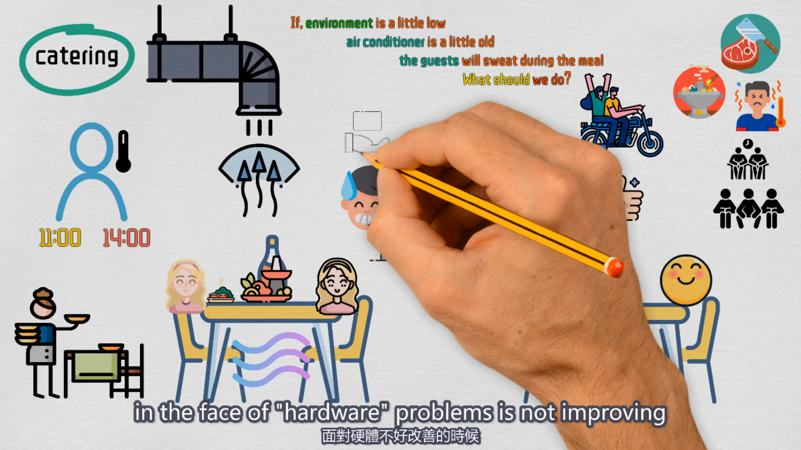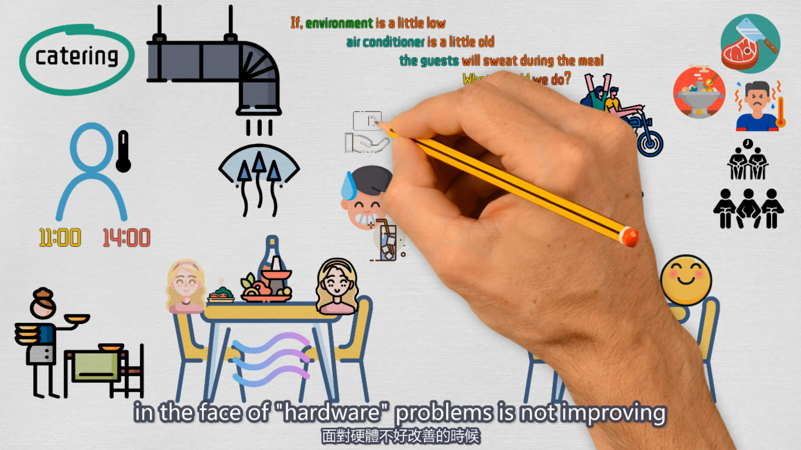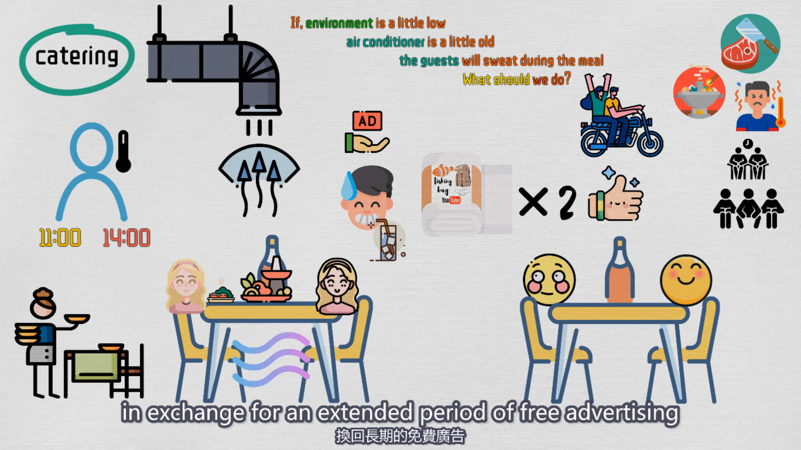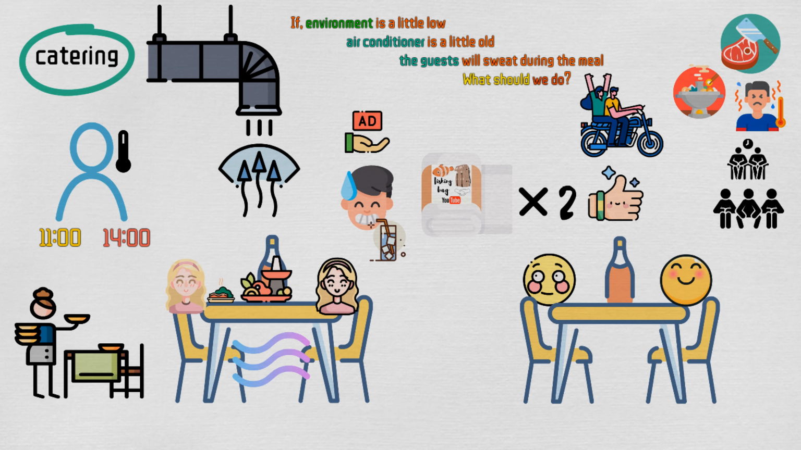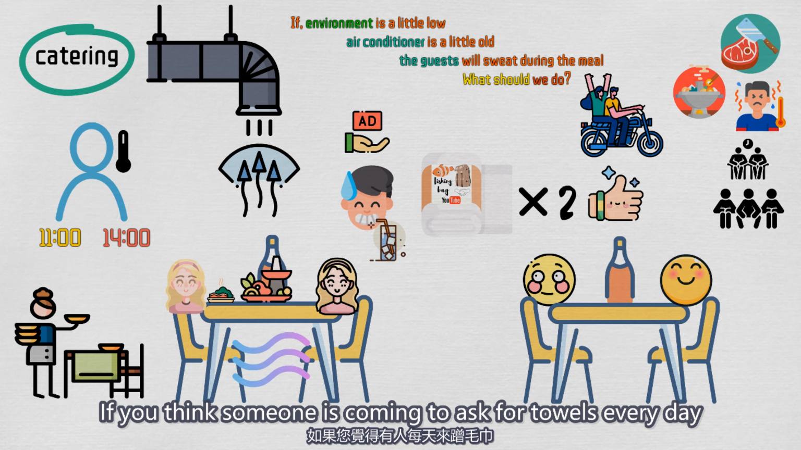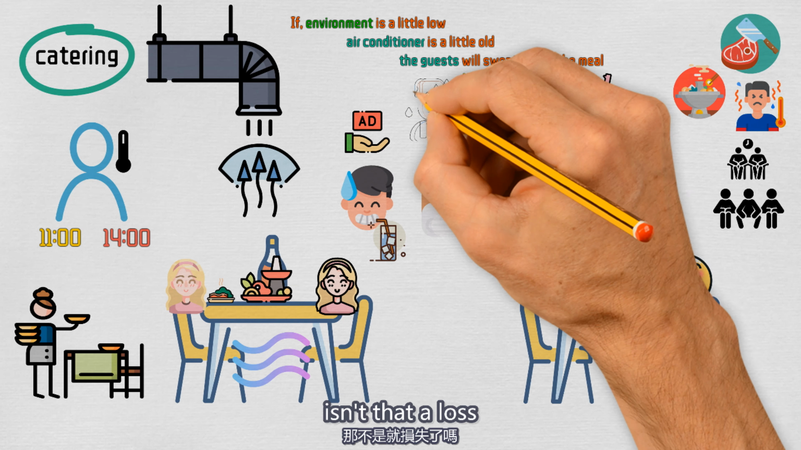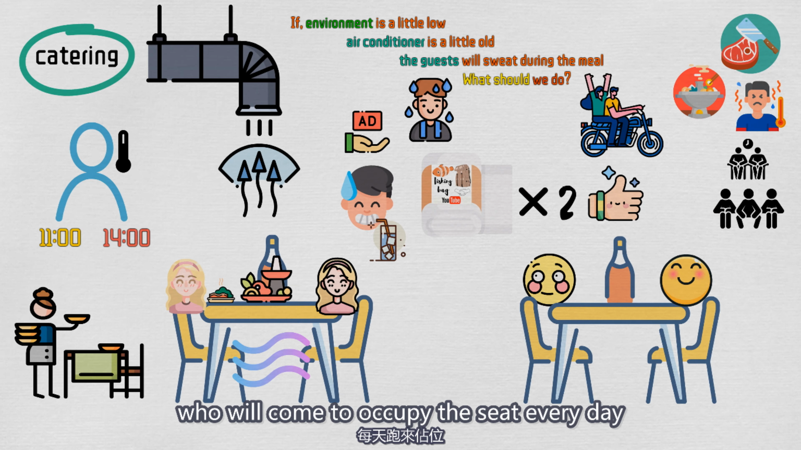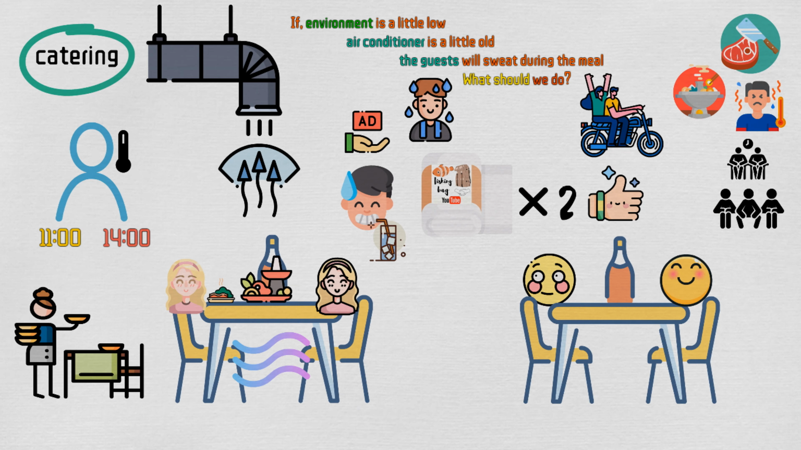So, in the face of hardware problems that are not improving, software can make up for it. With 2 towels, in exchange for an extended period of free advertising, it is also worth it. If you think someone is coming to ask for towels every day, isn't that a loss? Do you really think there will be such boring guests who will come to occupy the seat every day and exchange the sweat of 1 liter for 2 towels?